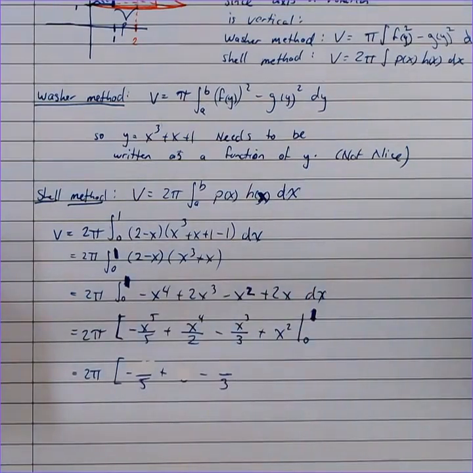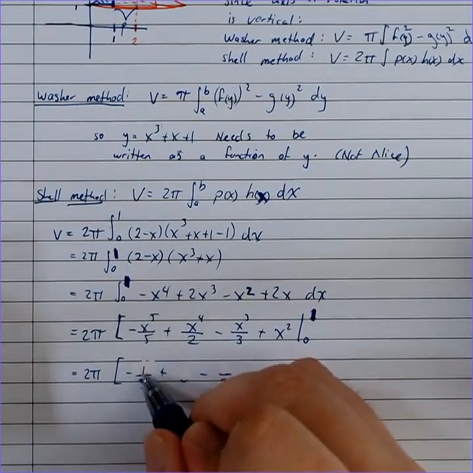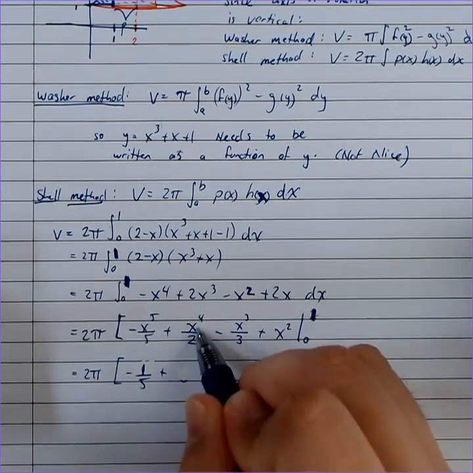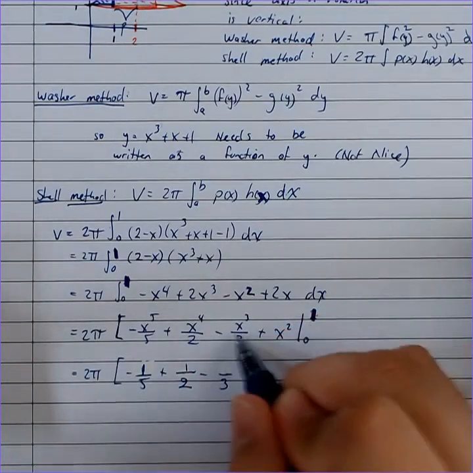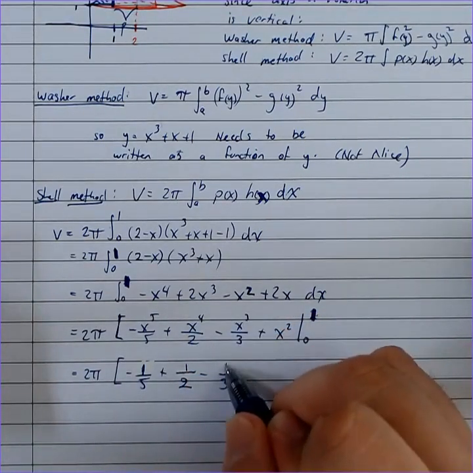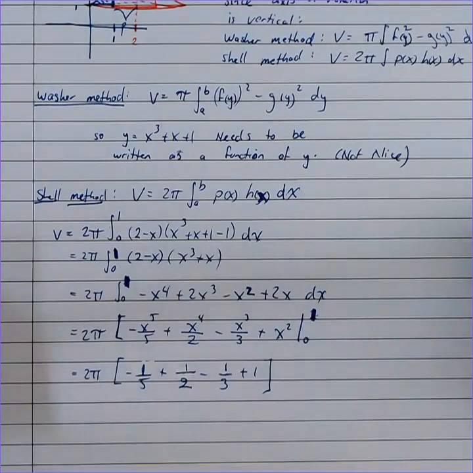Let's try that again. Negative, that's going to be 1 to the fifth power. Here, that's going to be 1 over 2. That's going to be 1 over 3. And then that's just 1 squared, which is the number 1. All right. So now we can put these together and give them a common denominator of 30.